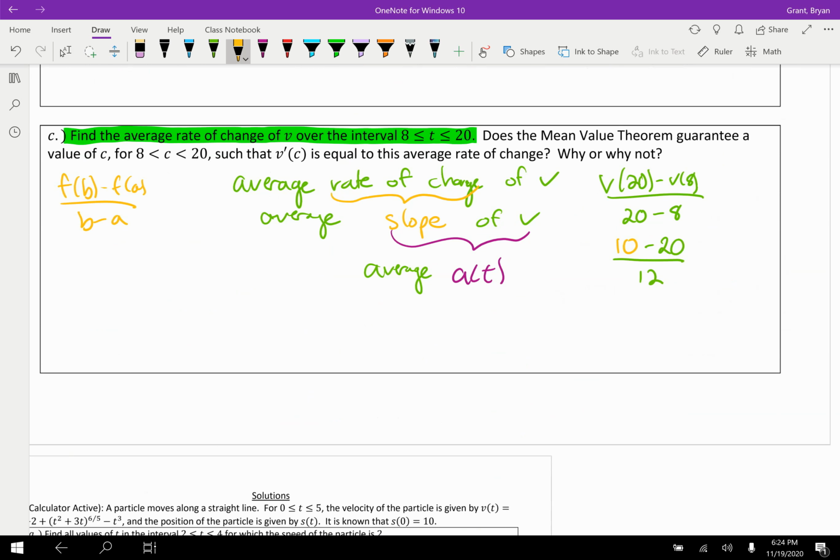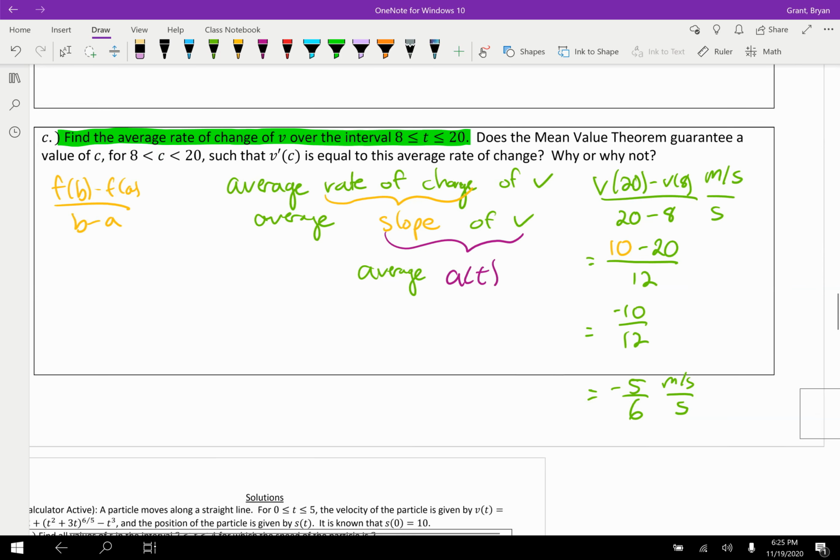This is 10. Cleaning this up, looks like negative 10 over 12, or dividing by 2, negative 5/6. But how do we know if this is velocity or acceleration? Look at the units. Velocity is in meters per second, and your time in the denominator is in seconds. So you have an answer that's in meters per second per second. This is an acceleration. And because we found it using this average rate of change formula, this is the average acceleration. All right, so we found that essentially the average v prime, the slope of the endpoints, is negative 5/6.